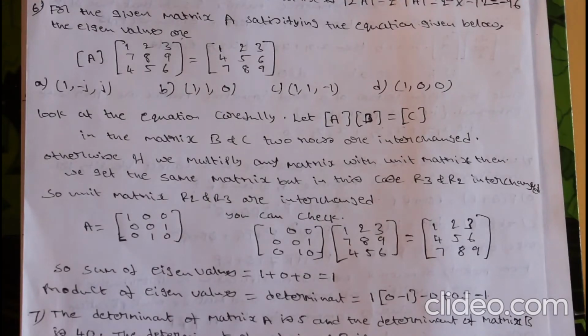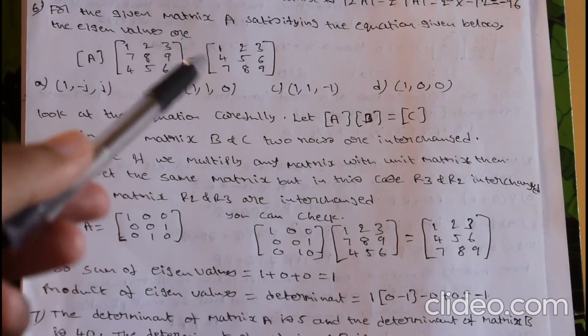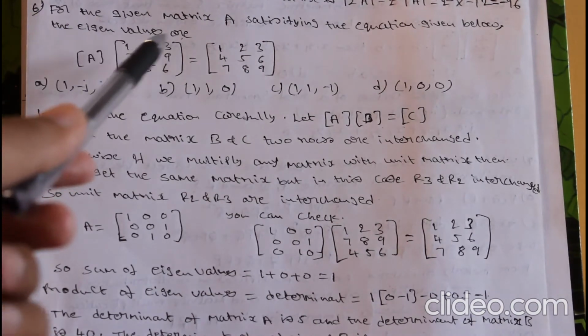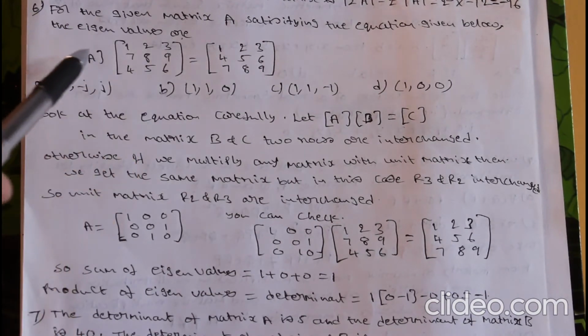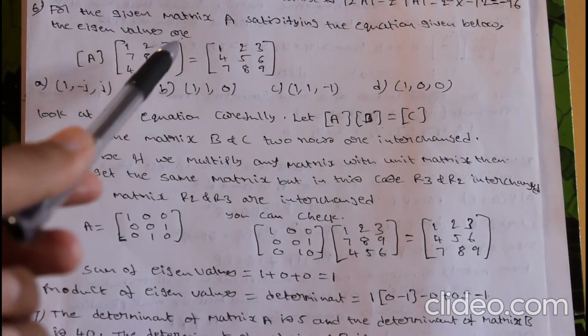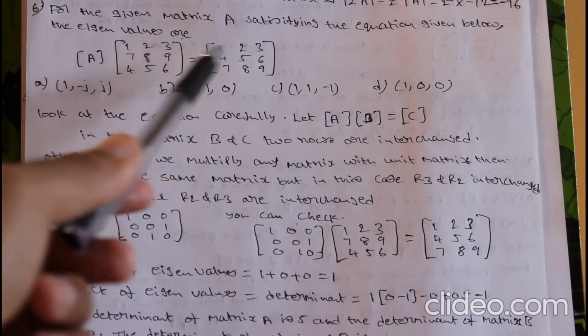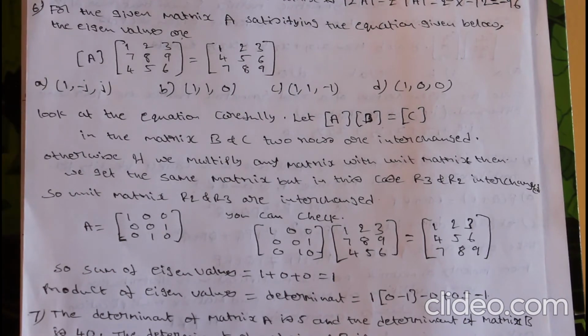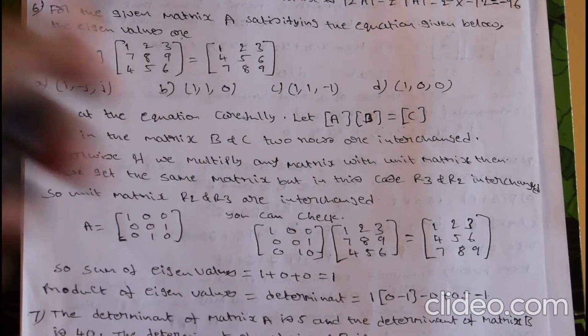Now look at question number 6. For the given matrix A satisfying the equation given below, the eigenvalues are: matrix A into a given matrix is equal to another given matrix. This is the equation, and we are asked to find the eigenvalues of A. This is somewhat of a tricky question. So let us take this matrix as B and this matrix as C.